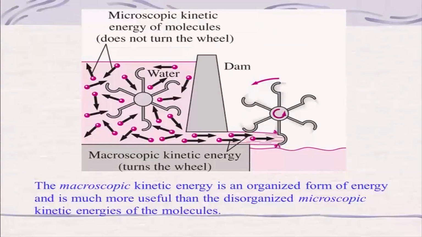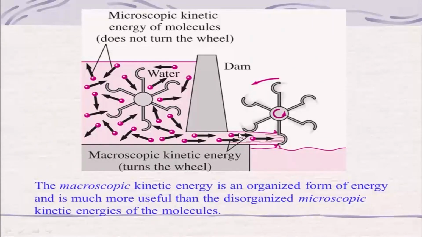Am I right? So the macroscopic kinetic energy is a much more useful form of energy, because we have converted it from the disorganized microscopic energy. These are also microscopic energy, as the molecules are moving. Both are kinetic.